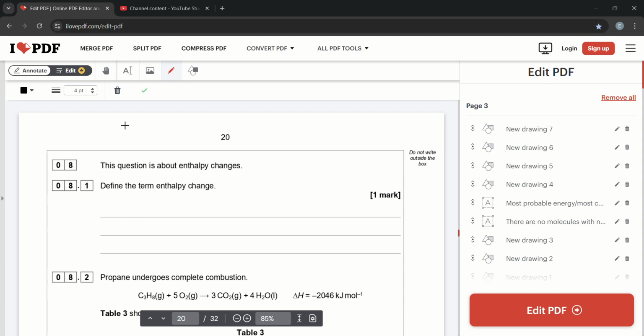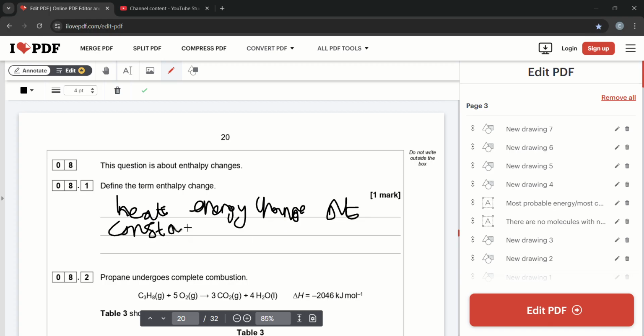Question 8. Define the term enthalpy change, heat energy change at constant pressure. One marker, this one is a more shorter definition. Heat energy change, compared to like standard enthalpy of formation, standard enthalpy of combustion, etc. So heat energy change at constant pressure.